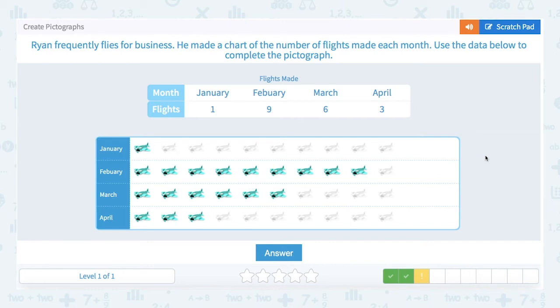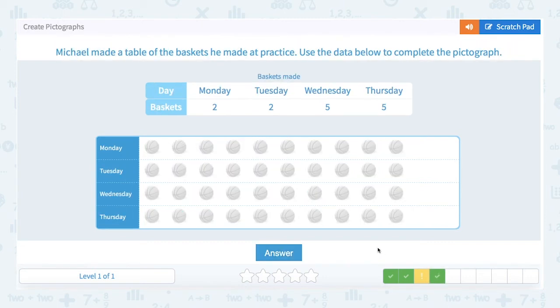So we don't know just from this pictograph any more information about that, but we can make some hypotheses or some guesses about what might be happening during those months that would cause his business travel to have a pattern like this. Let's go ahead and check our answer. There we go. Okay.